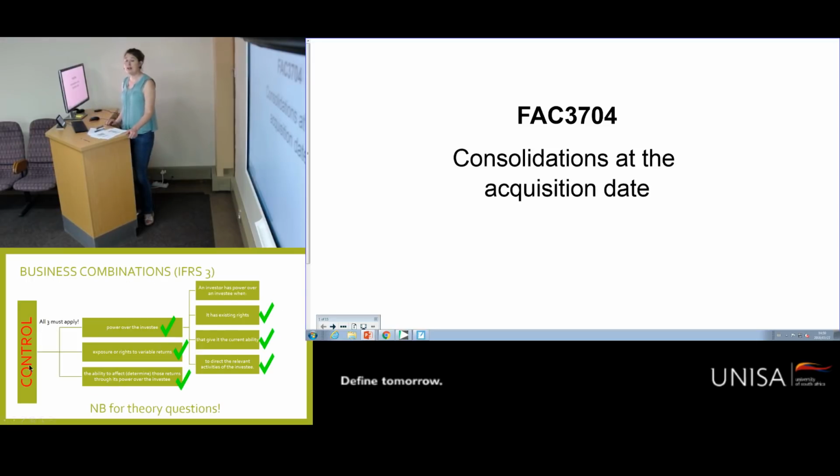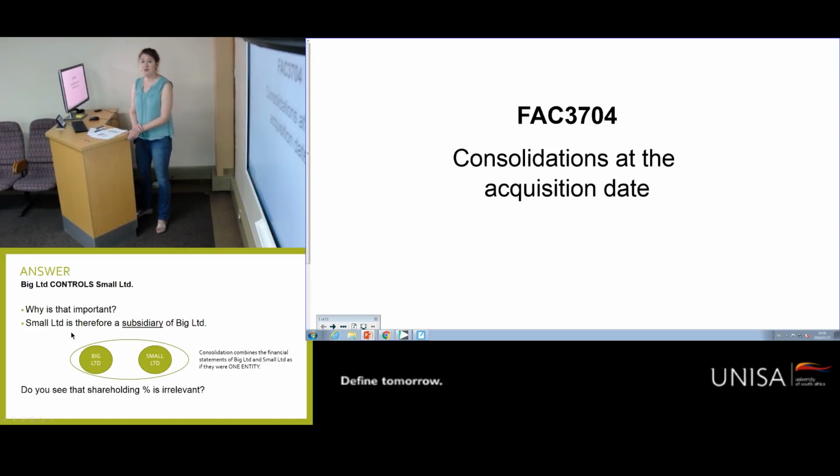So now if we go back to our definition of control, we can now tick the last box. So when all of these boxes are ticked, I can then say that Big Limited has control over Small. And the next slide will tell you why this is so important.